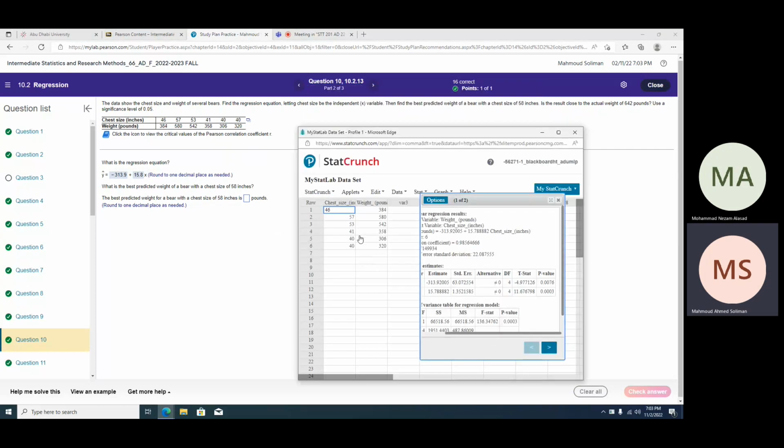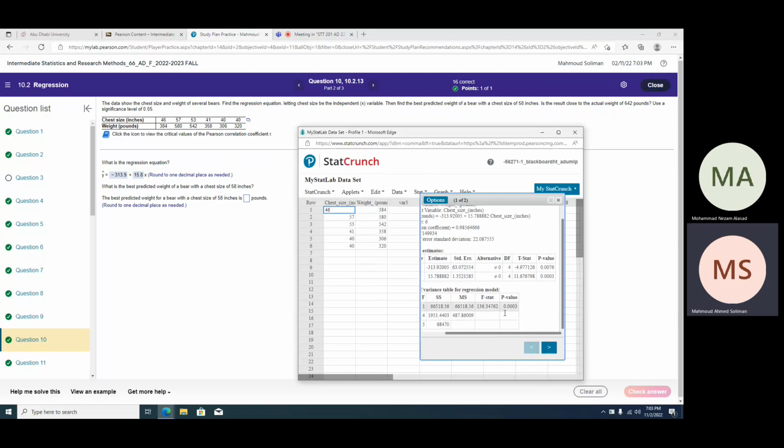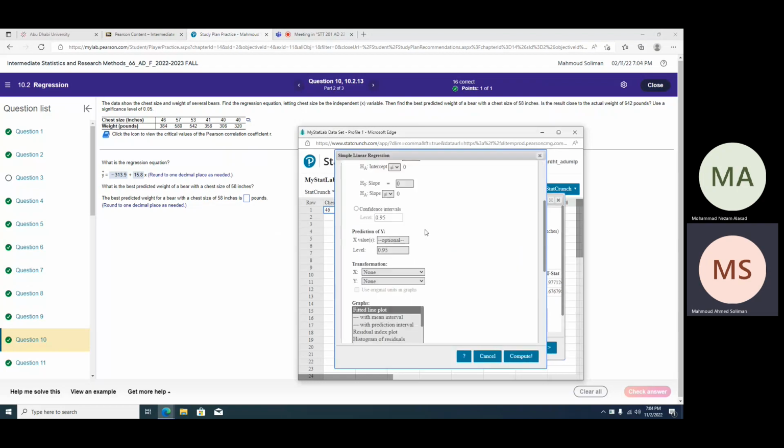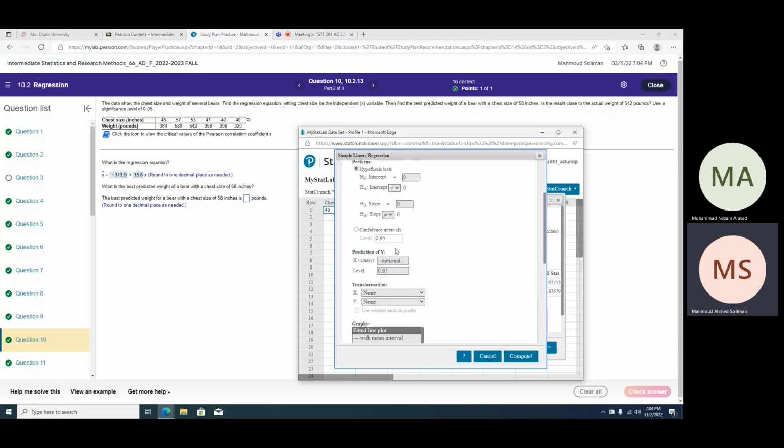So that's the first. We can compare p-value with alpha or R with the critical R.